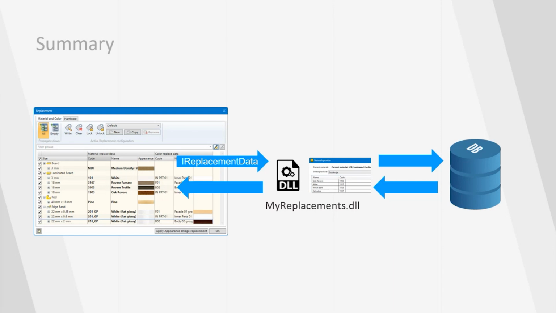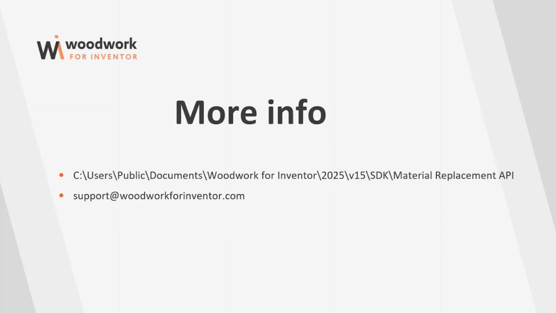Well, it was quite a simple example, but I hope it provided you a good understanding of the API material replacement feature. And one more example of a custom material provider can be found in the SDK folder that comes with the Woodwork for Inventor installation. Also, you can always write to our support team if you have any more questions.